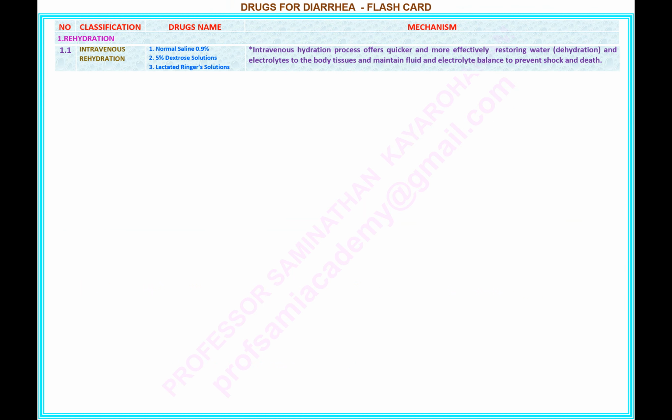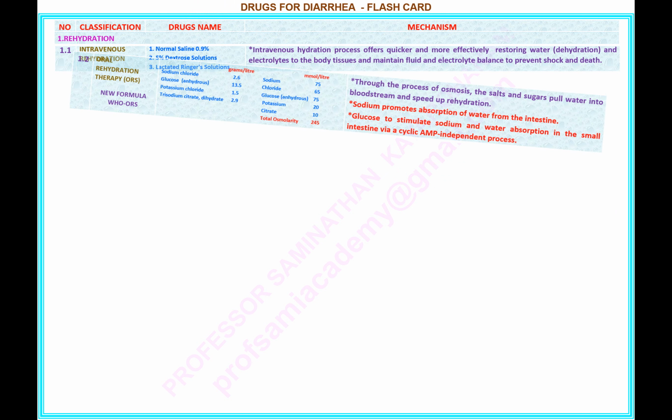Number 1. Name of the classification, rehydration. 1.1 Intravenous rehydration. Drugs name under this classification: 1. Normal saline 0.9%, 2. 5% dextrose solutions, 3. Lactated Ringer's solutions. Mechanism of intravenous rehydration. Intravenous hydration offers quicker and more effective restoration of water and electrolytes to the body tissues, maintaining fluid and electrolyte balance to prevent shock and death.